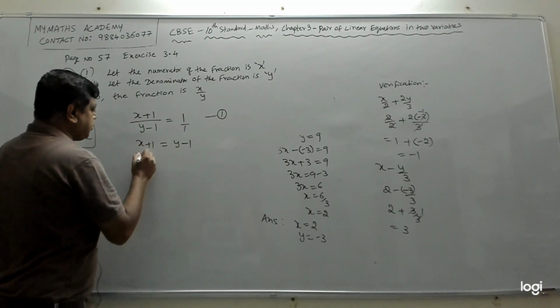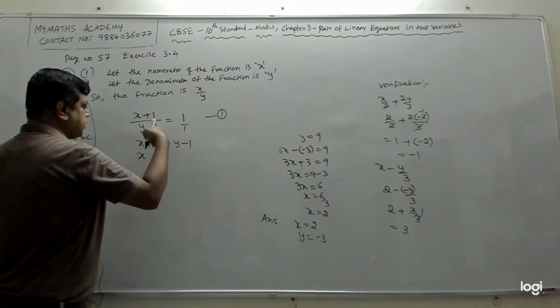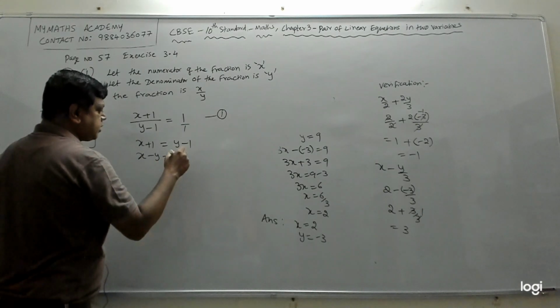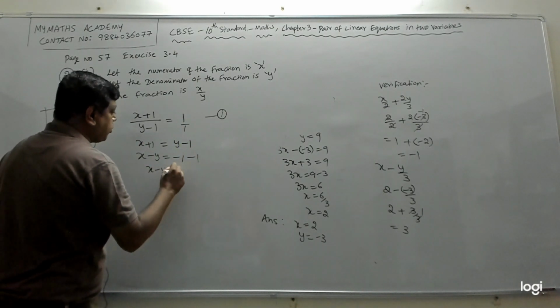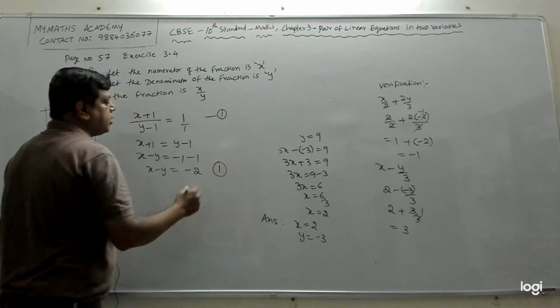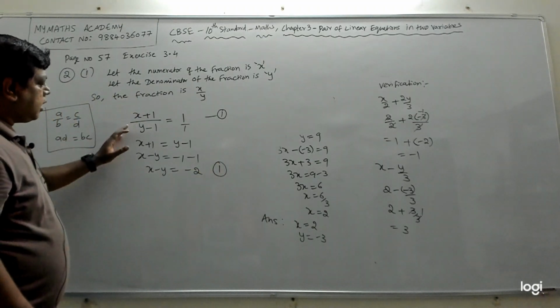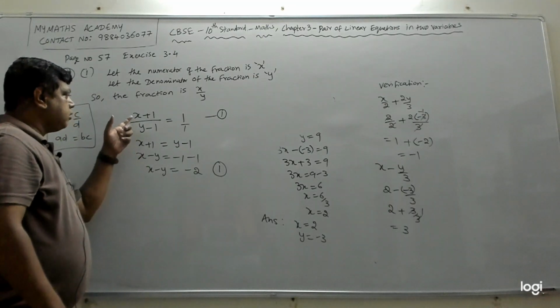Now let's simplify. Let's bring all the variables to one side. x stays, y comes to this side, it becomes minus y, equal to minus 1, and this plus 1 goes here and becomes minus 1. So you get x minus y equal to minus 2. So this is equation 1. The same equation I have written without the denominator.